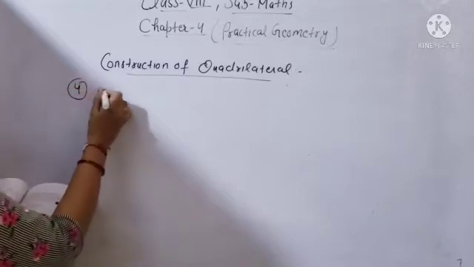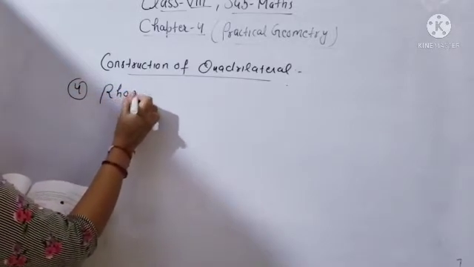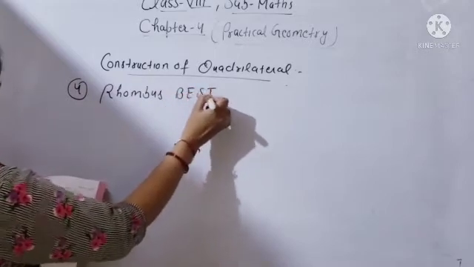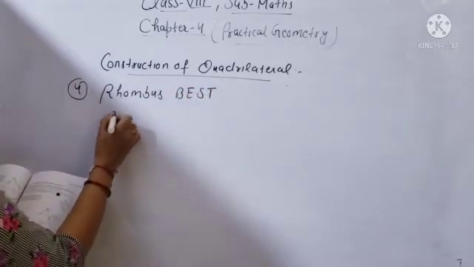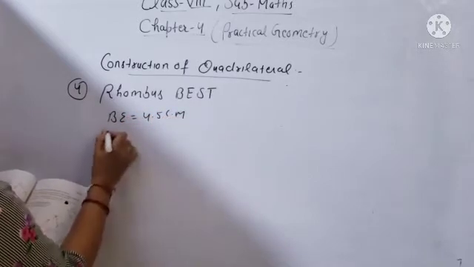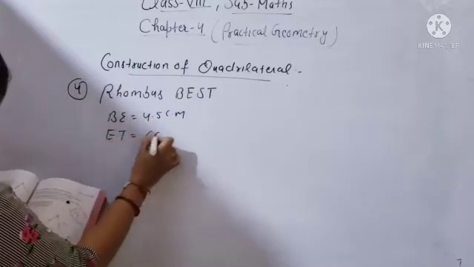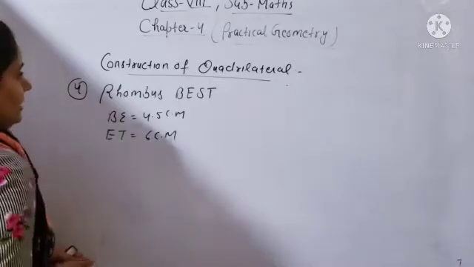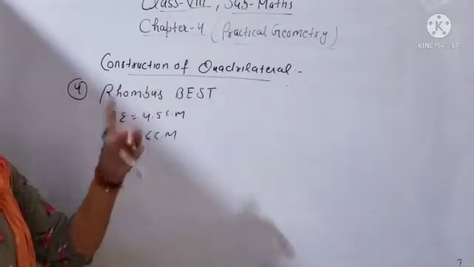Question number 4, beta. Rhombus BEST, where BE is 4.5 centimeter, ET is 6 centimeter. Clear? You have to draw the rhombus BEST, where BE is given 4.5 and ET is given 6 centimeter. Clear, beta? So first you have to draw BEST.